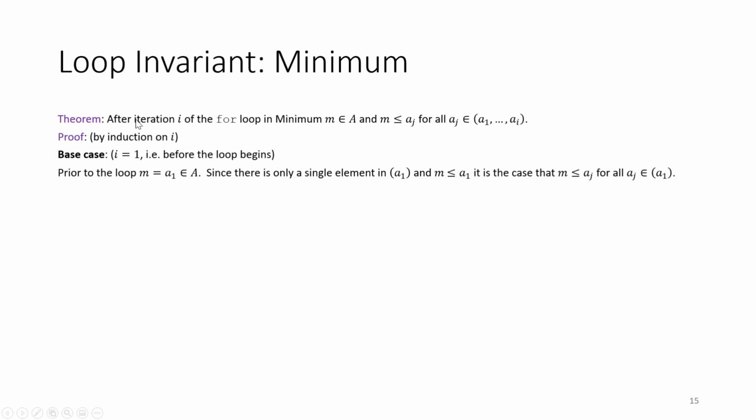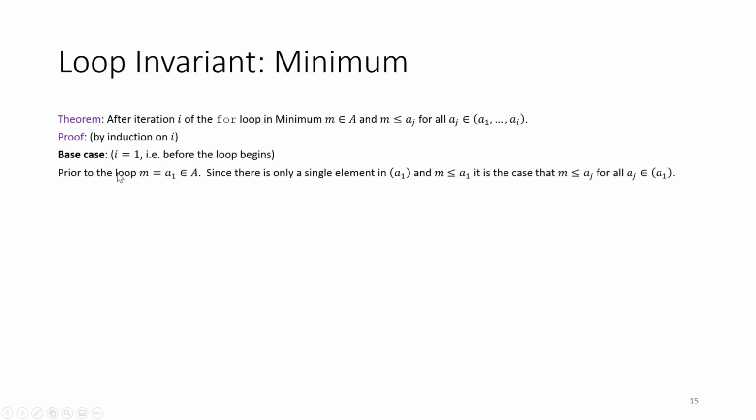We could say before the loop begins, m is an element of A, and m is less than or equal to aj for all aj. Now remember, we selected i equals 1, so this will only be the set a1, which is what I've got written right here. So what we need to prove is that m is in A and it is less than or equal to just a1. That's the only one that matters.